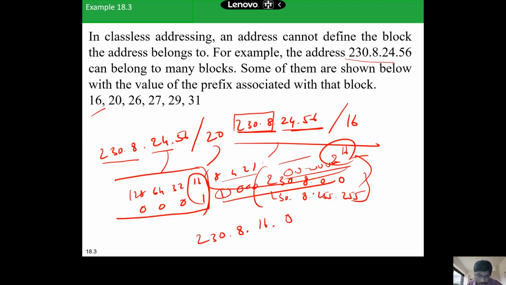The last address will be the third byte, where the last 4 bits will be ones. So what will this be? This will be 15 plus 16. That will be 31. So 31.255. 230.8.31.255. So now look at this.